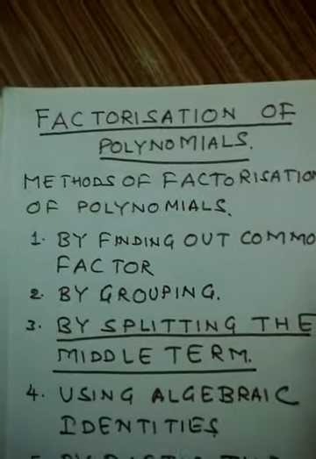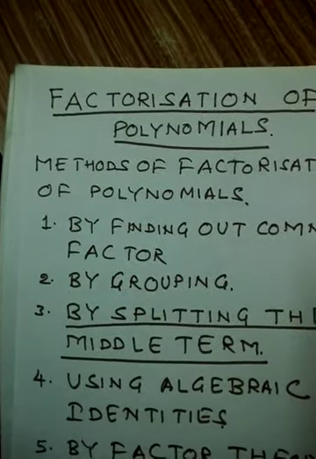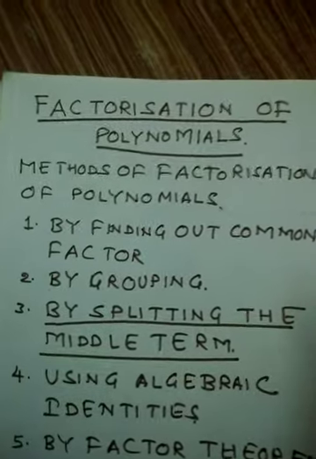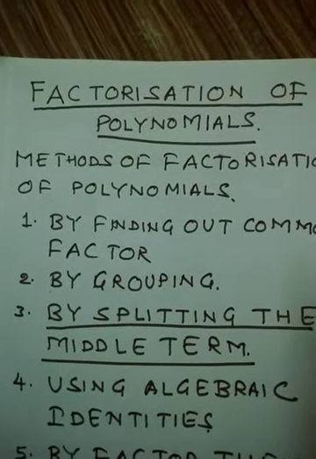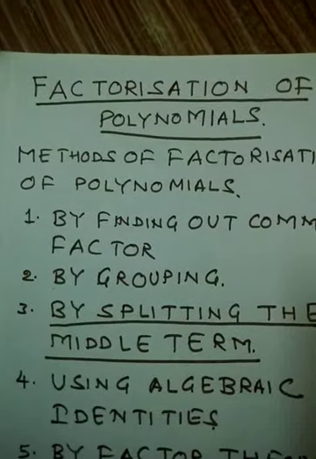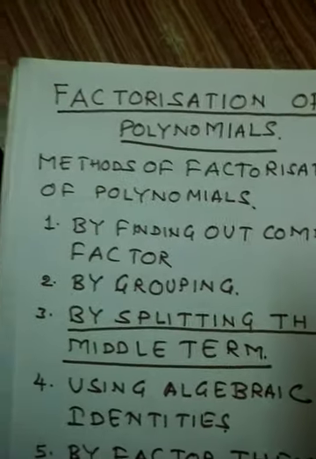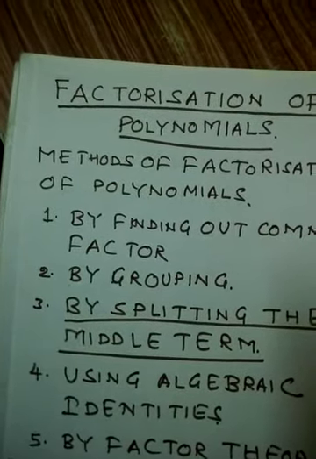The first one is finding out the common factor. In the first exercise of RS Agrawal, you can find this kind of problem. In this, you just have to find the common factors of the given terms of the polynomial. Then divide all the terms of the polynomial by the common factor, and in this way you can factorize the polynomial. And the second one is by grouping.